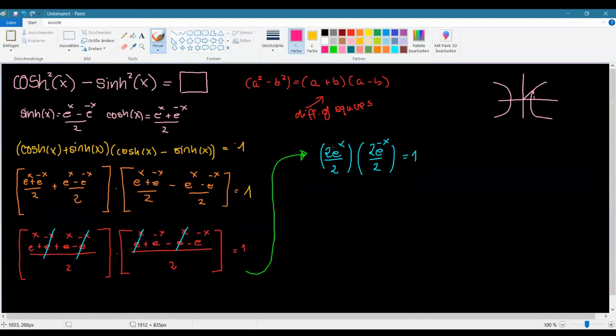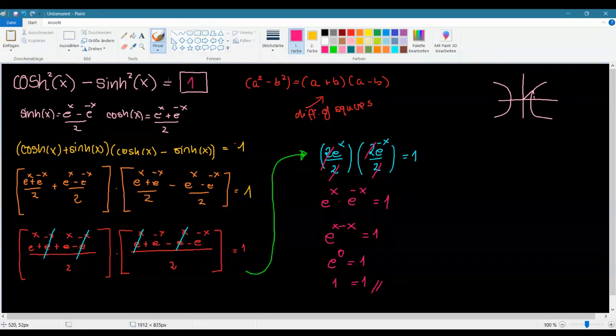And obviously we can get rid of these 2's, and we actually end up with e to the x times e to the negative x equals 1. Well, what do we know about exponents when we are multiplying the bases? We know that these get added, right? So what we actually have here is e to the x minus x equals 1. And what is x minus x? It's 0, which means we have e to the 0 equals 1, and anything to the 0 is 1. Therefore, 1 equals 1. So we have proven that this identity is hyperbolic cosine squared x minus hyperbolic sine squared x equals 1.